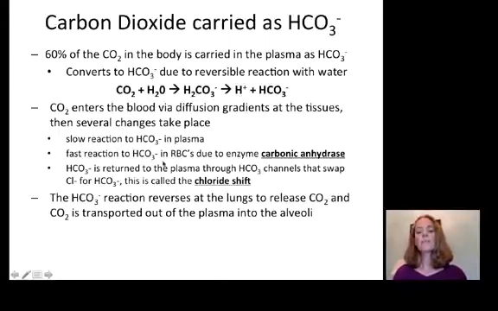Once it is formed in the red blood cells, there's a chloride channel that brings the bicarbonate into the blood.